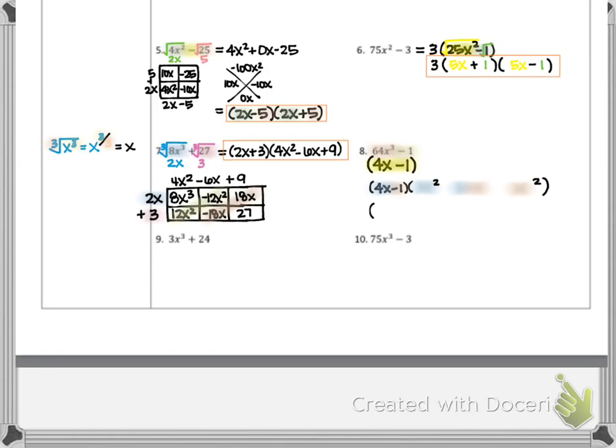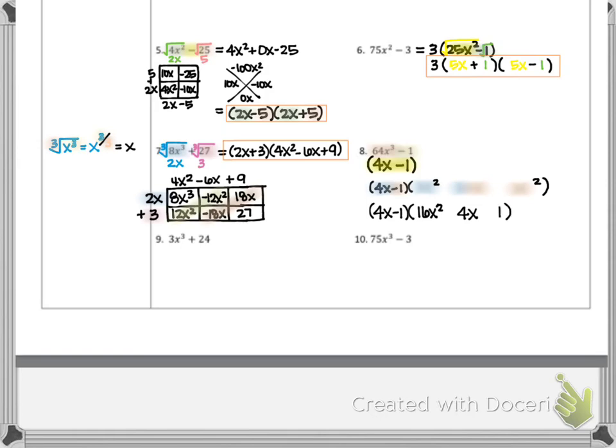So now I'm just going to put everybody in where they go. I've got my 4x minus 1 that I'm carrying down with me. Take the blue term and square it, so that's going to be a 16x squared. Take the two terms and multiply them together. I'll deal with the sign in just a minute. And then take the last term and square it.